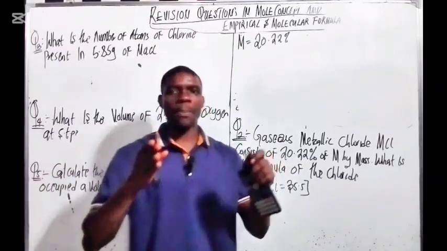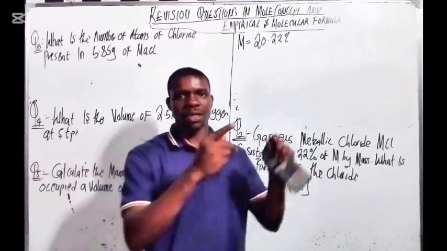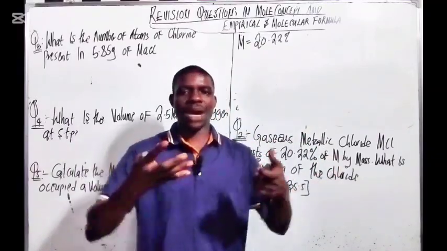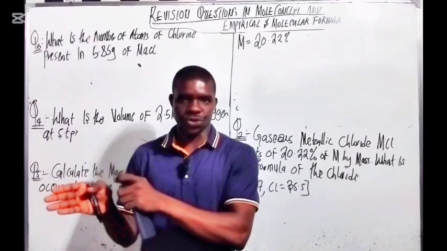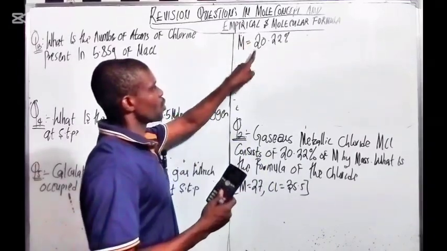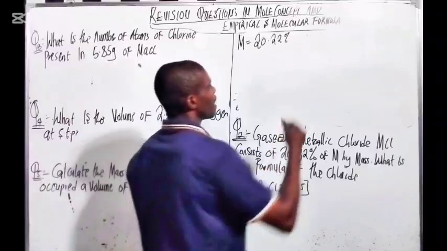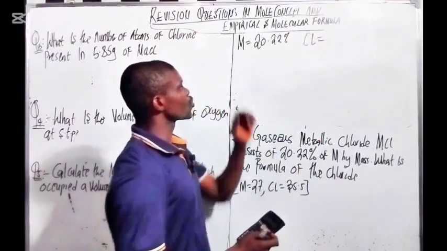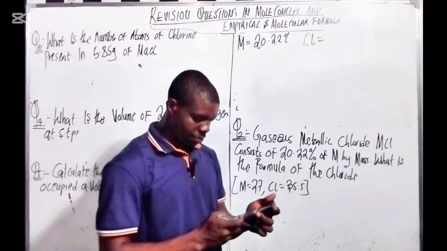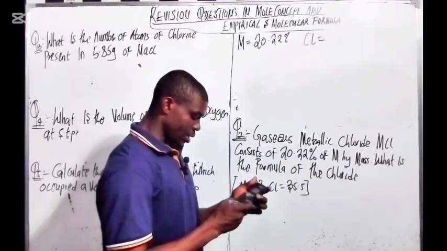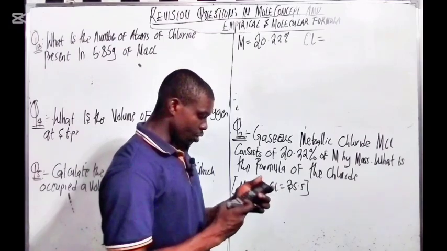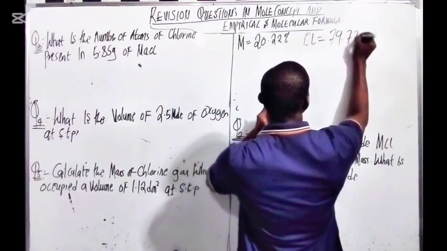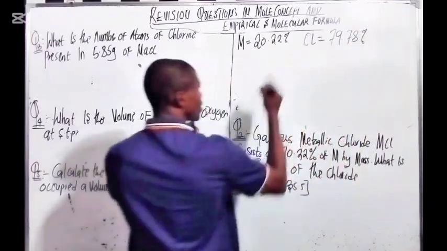Now, the chloride contains only two elements: the M, which is the metal, and the chlorine. Do you understand? Now, when you sum the percentages by mass, it's going to give you 100. So if M is 20.22%, what might be chlorine? You subtract from 100. So 100 minus 20.22 here is 79.78%. Do you understand what I have here?